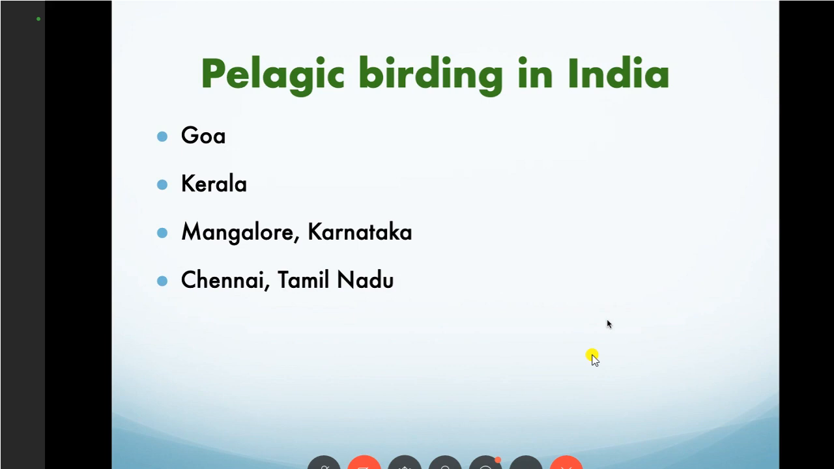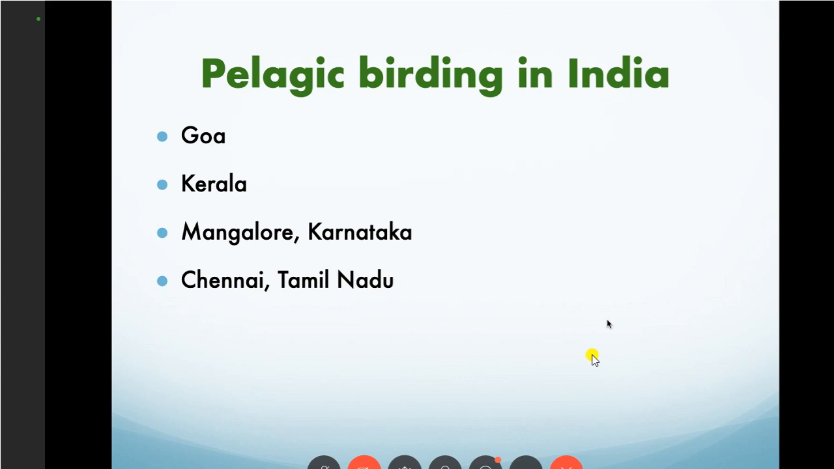And there are regular pelagic trips that happen from Goa, Kerala, Mangalore, Chennai. And there are some tour operators. You can Google about them and you can join them. I think they conduct at least 2 to 3 pelagic trips every year. And if you're interested, you can obviously join these tours.